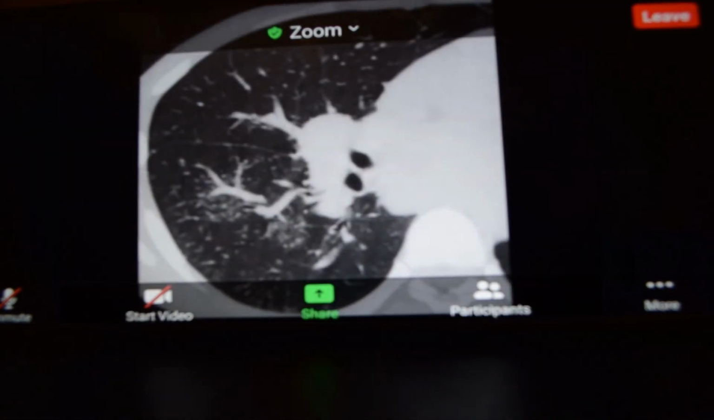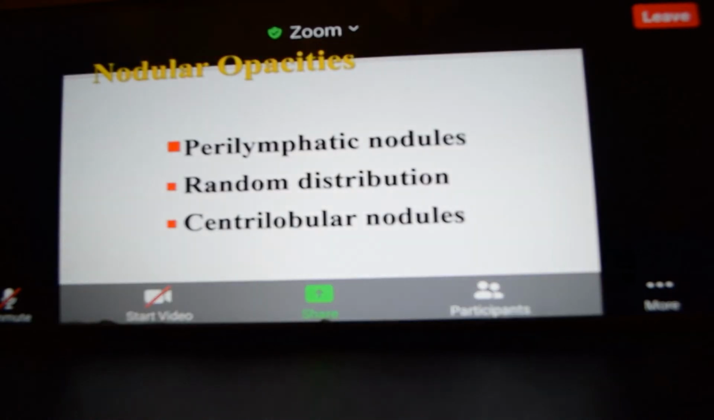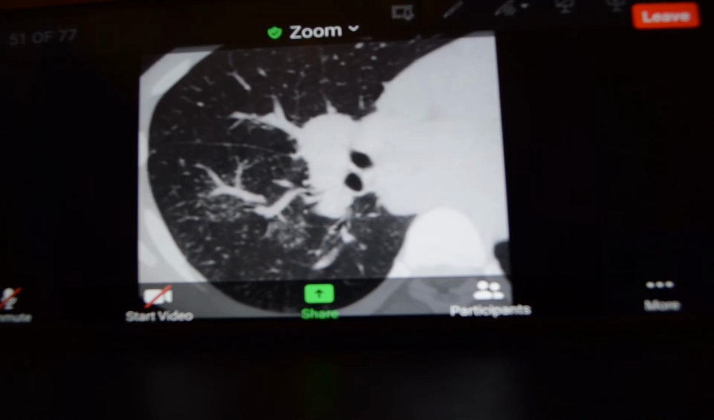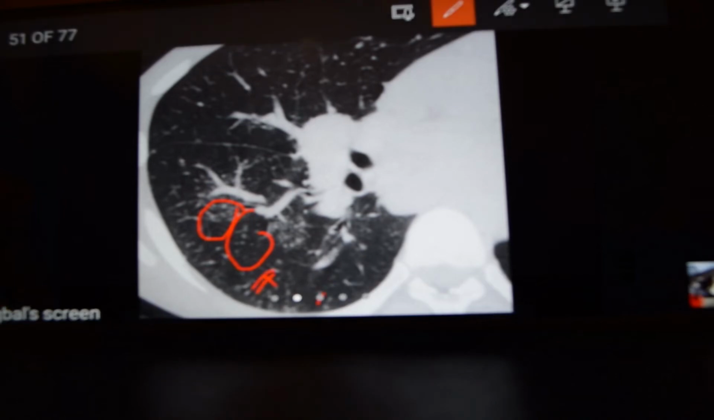So this is again a feature of perilymphatic nodules. Perilymphatic nodules are found in silicosis, lymphangitis carcinomatosis, and in certain cases of sarcoidosis. It is usually associated with interlobular thickening. As you can see here, these are the nodules and there are interlobular thickenings. So this is a feature of metastatic spread or miliary.